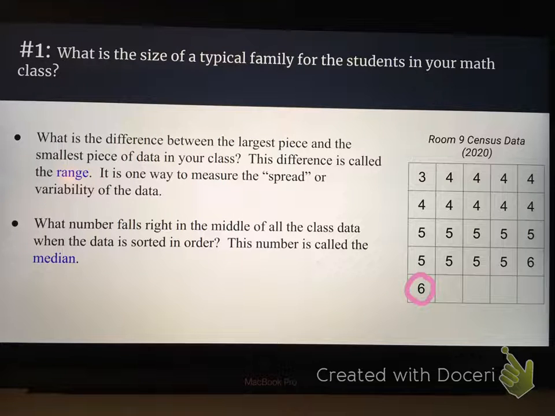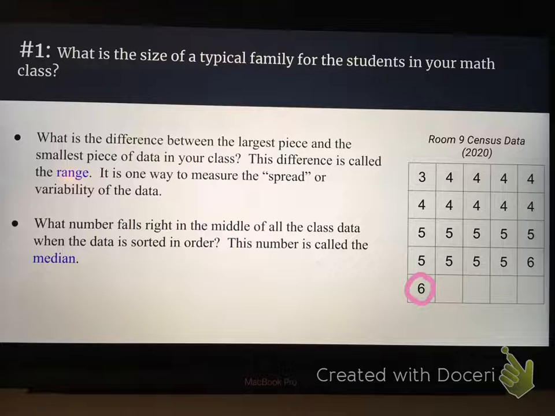Okay, let's go to our very first problem. This is, what is the size of a typical family for the students in your math class? So I only had 21 people respond by the time I made this video. So this is the data that we're going to use. Congratulations if you got your answer in or if you submitted your response. You are now part of our math lesson.